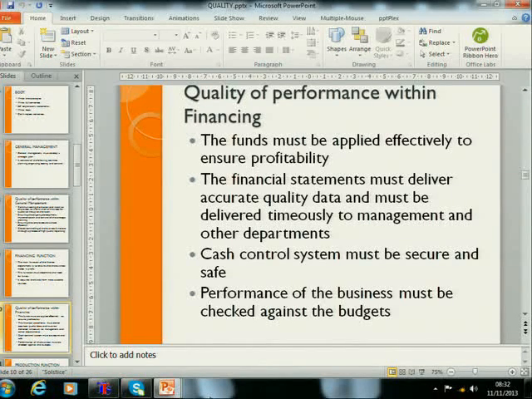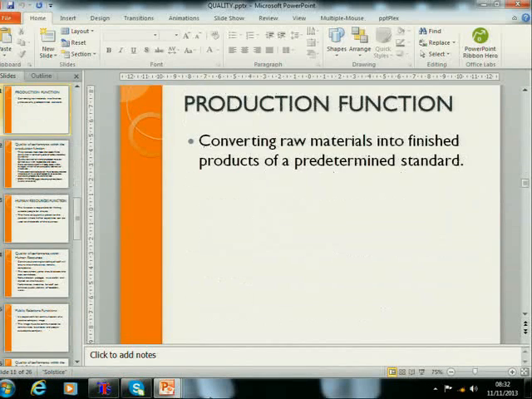That is addressing quality. You can go on with the production function. For an example, what do they do? They convert raw materials into finished products of a predetermined standard. That's what the production function does. So remember, this addresses discussion of what is happening, discussion of the function itself, converting of raw materials into finished products.